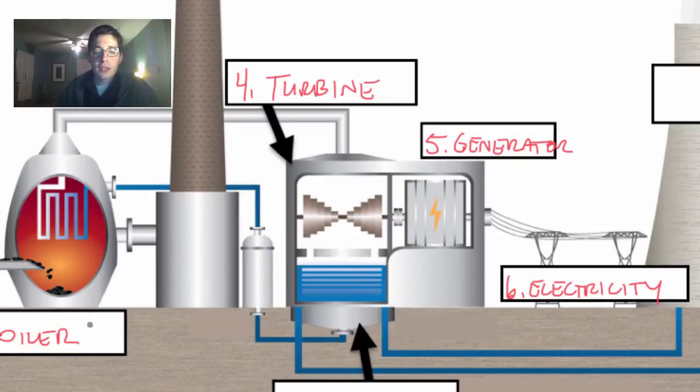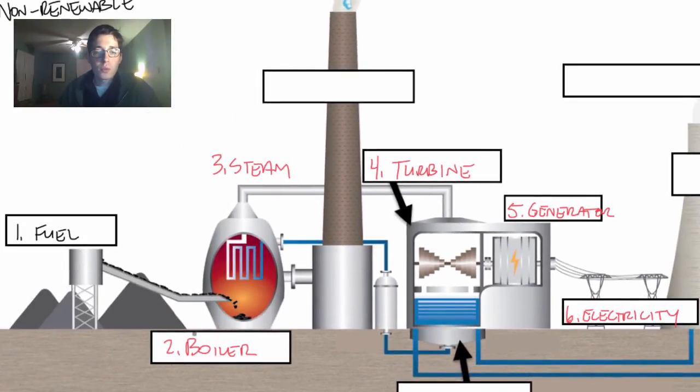So we go through the process. Take our fuel, we burn it in a boiler of some kind to create steam, which then spins the turbine, runs a generator, which produces electricity. So that's the core of what's happening inside of this power plant.